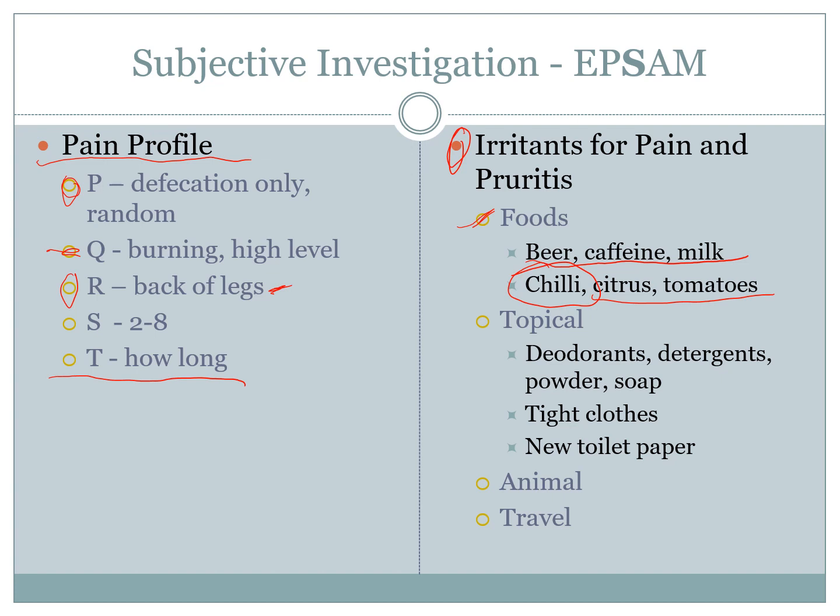Also look at the type of topical agents that they may be using, and that includes deodorants, detergents, powders, new soaps, any tight clothes as we talked about, and even something as simple as using a new toilet paper can also be a cause of your pruritus. From here, you can also look at any interactions with animals, any interaction with farmlands, that sort of thing, in order to lead us down a line of helminth infestation, worms. It can also be associated with overseas travel.